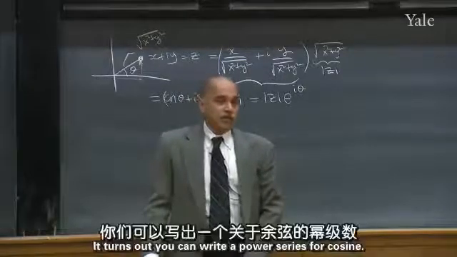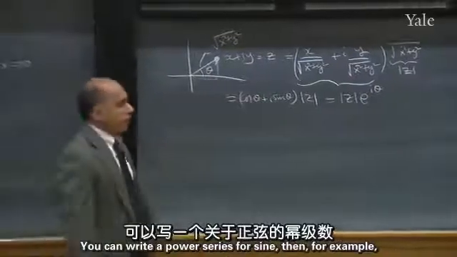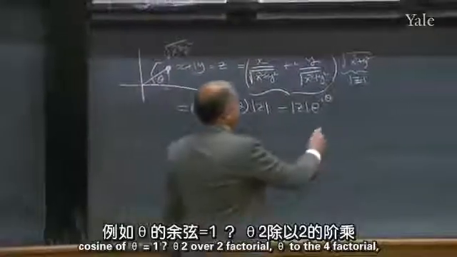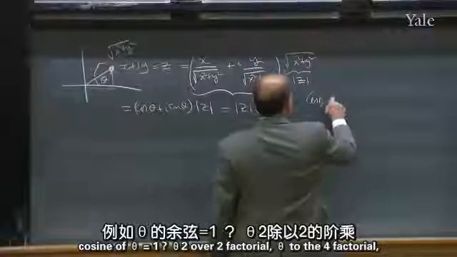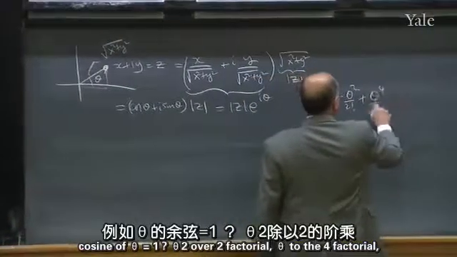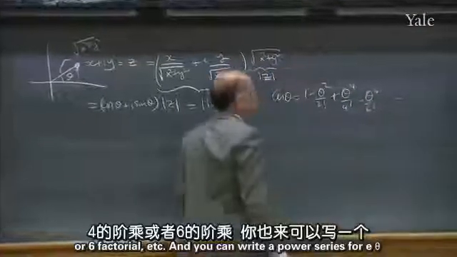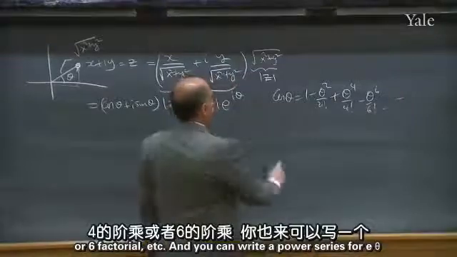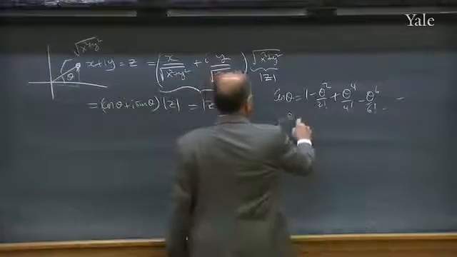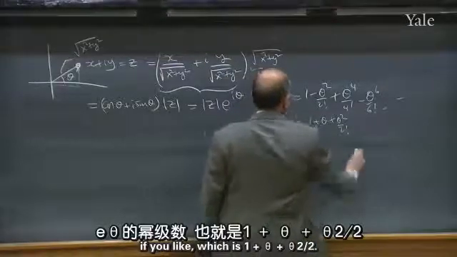Turns out you can write a power series for cosine. You can write a power series for sine. Then, for example, cosine of theta is equal to 1 minus theta squared over 2 factorial, plus theta to the 4 over 4 factorial, minus theta to the 6 over 6 factorial, etc. And you can write a power series for e to the theta, if you like, which is 1 plus theta plus theta squared over 2, and so on.